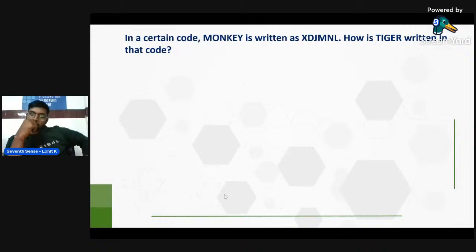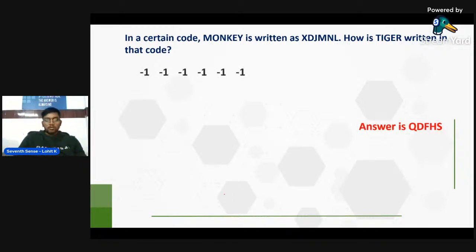Can you tell me the pattern here? What pattern are they using here? Q, D, F, H is okay. Okay, so everyone is getting the same answer. Let's discuss this one. The answer you have given is correct.